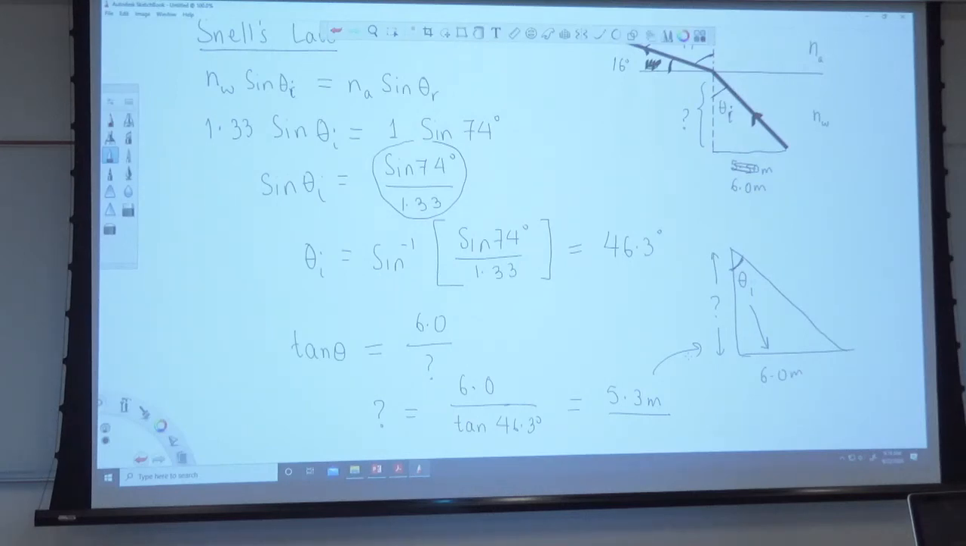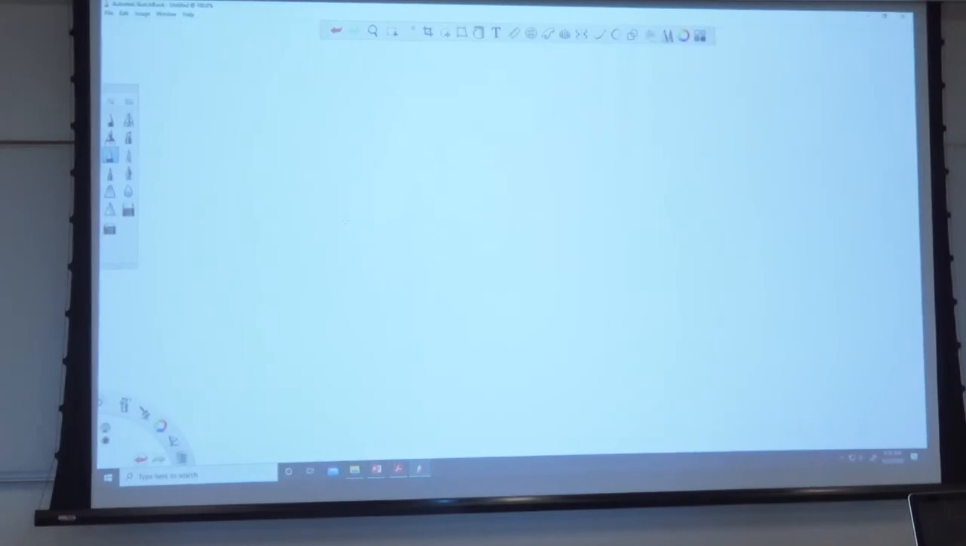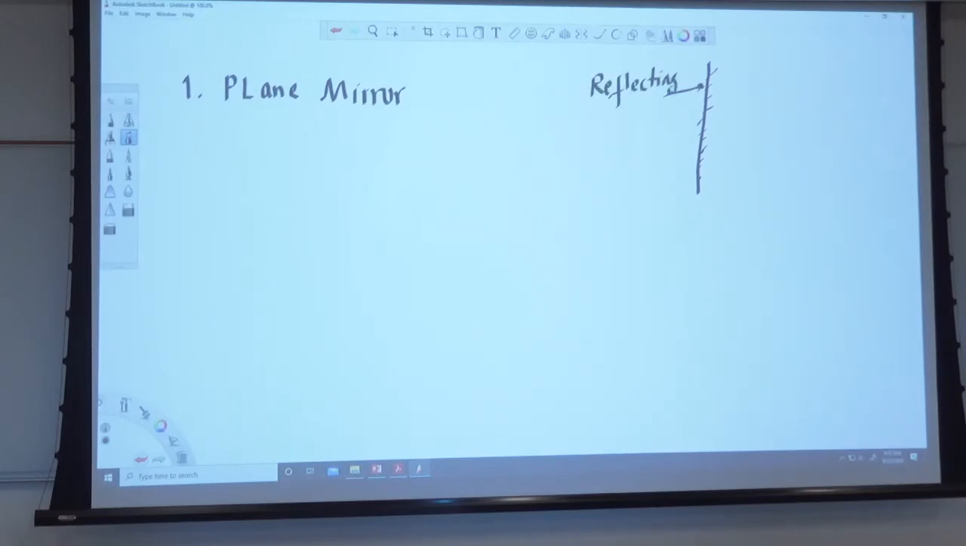Okay? So just like lenses, we have two types of mirrors. One is called concave mirror, and the other one is called convex mirror. Actually, three types of mirrors, I should say. We have the plane mirror, which we already saw last time, so it's just a straight, smooth plane mirror. So that's the reflecting surface, and this is the non-reflecting surface.